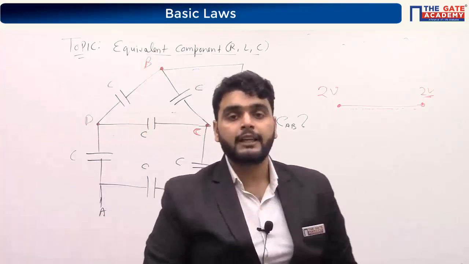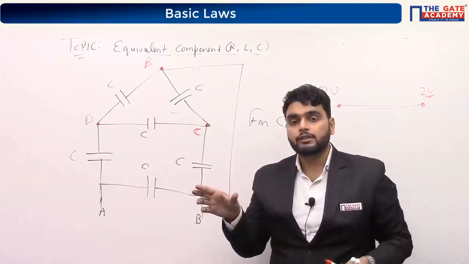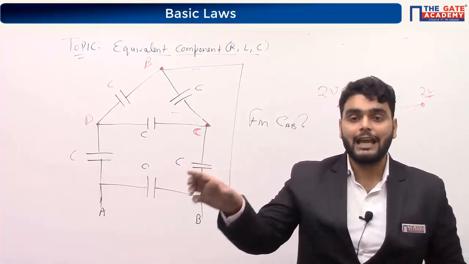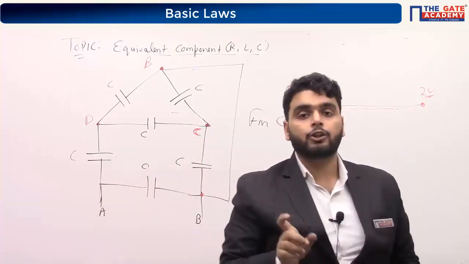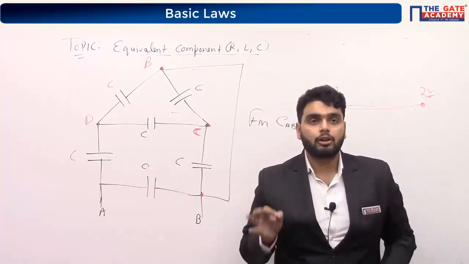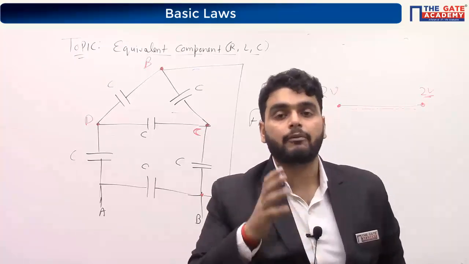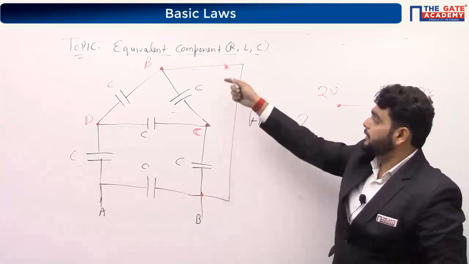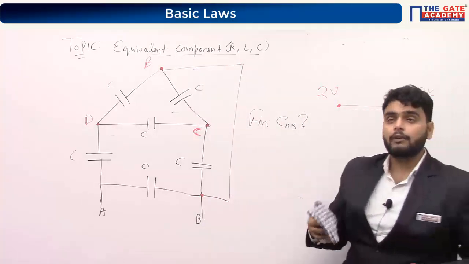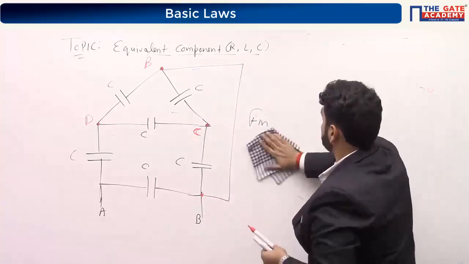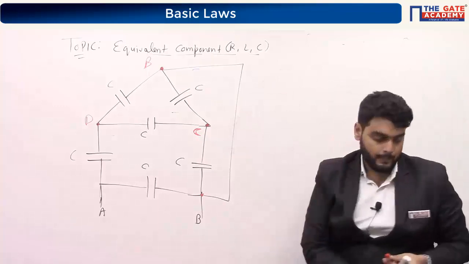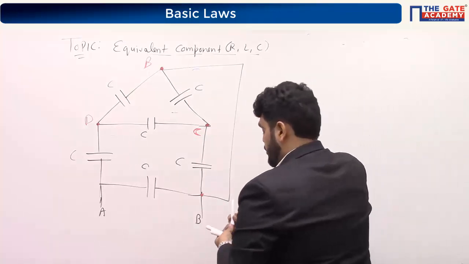Got it? If between two nodes there is not any other branch, then the voltages of both the nodes will be equal, and that is called equipotential nodes. And we can give the same alphabet name to both the nodes. So this is B, this is B. Okay. Now we will redraw the diagram.